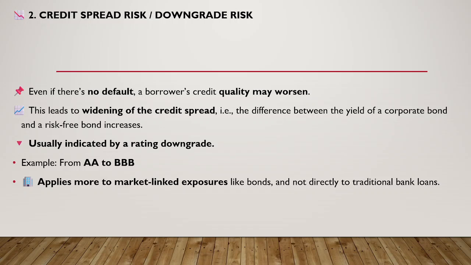For instance, if a bond is downgraded from AA to BBB, it signals a higher risk, and its market value may fall, leading to potential losses for the investor. This risk is more relevant to market-linked exposures, such as bonds or securities. Bank loans, especially those in the banking book, are not affected in the same way.